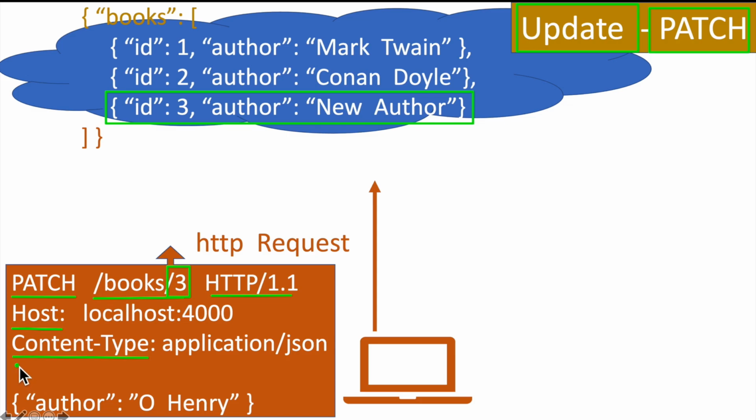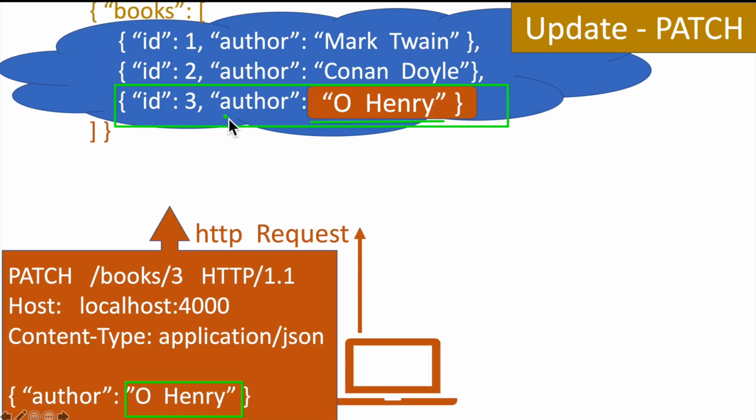And below the header fields, we have an empty line. And below the empty line, we have a message body with a new value of "O Henry" for the author field. So our intention is to change this value of "new author" to the value "O Henry" that we specified over here. So when this request reaches the API, since the message is a part of the request, that also reaches the API, and processing will happen, and the value of author in this record will be updated to "O Henry", which is what we specified in the JSON data over here.